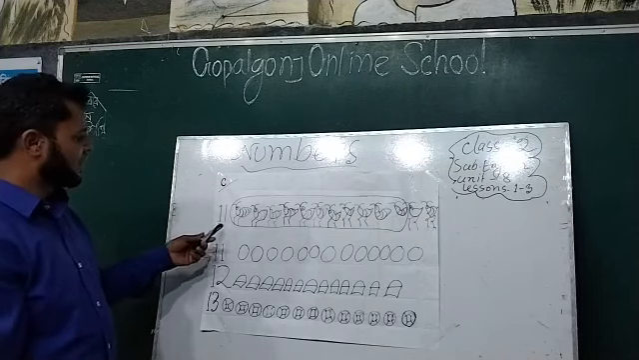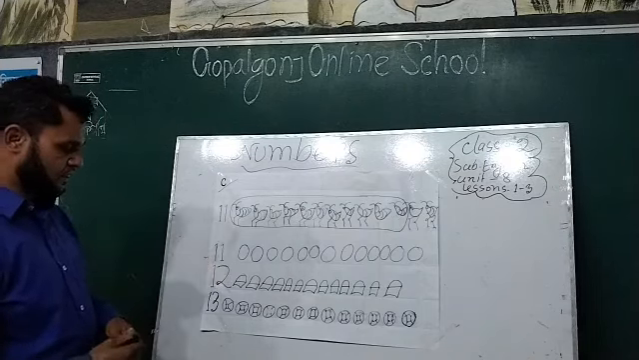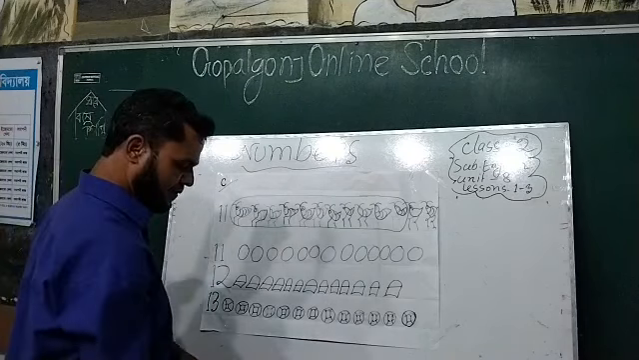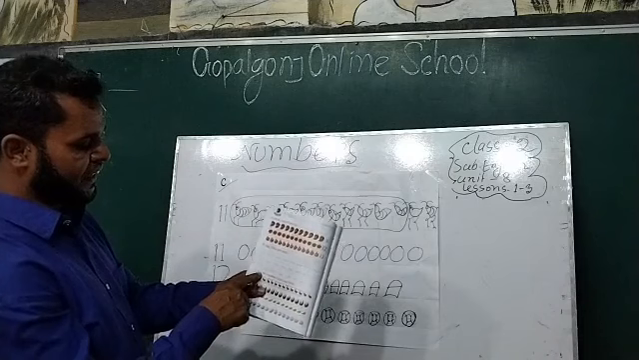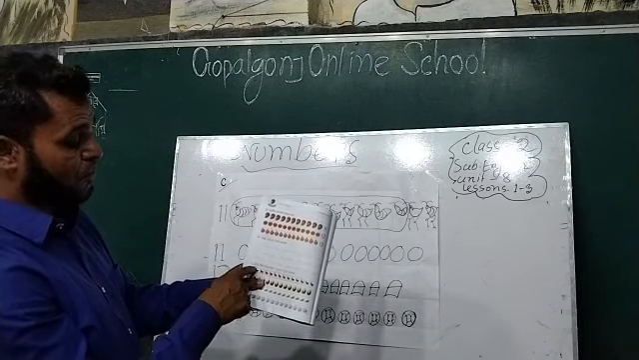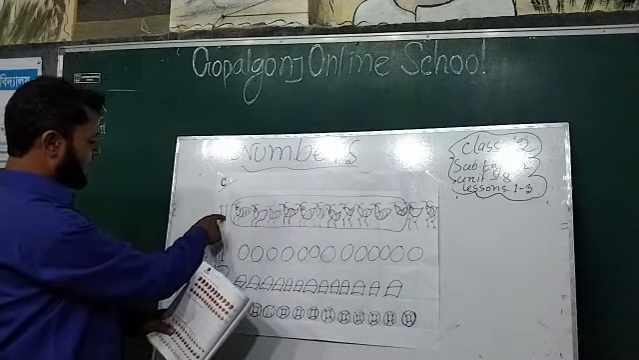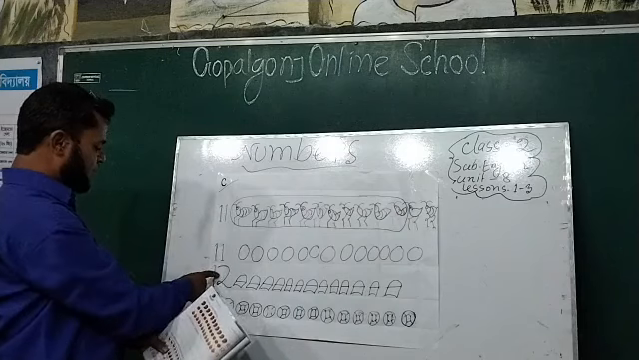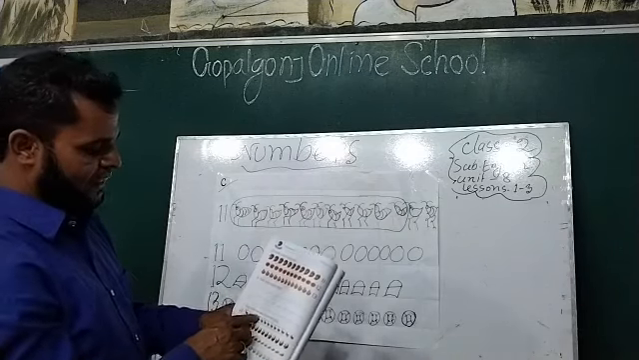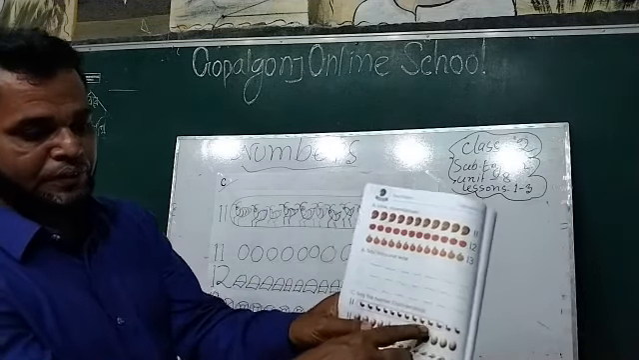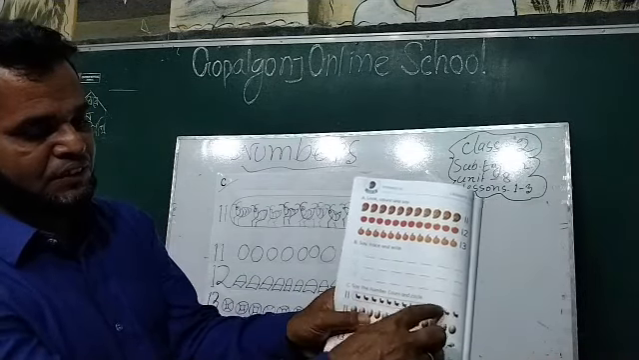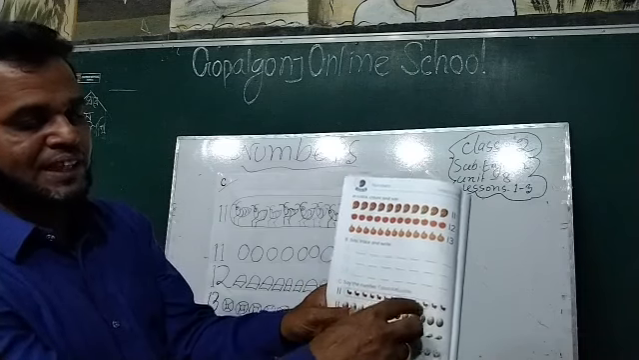11. So dear students, your activity C, you have to say the numbers. You have to say this number. 11, 12, 13. Say the number. Count and circle. You have to count and circle like this.